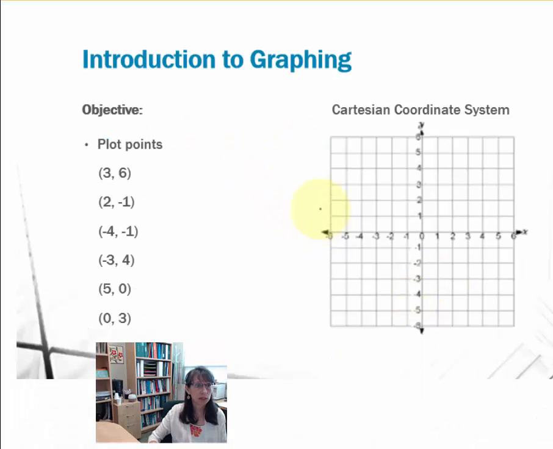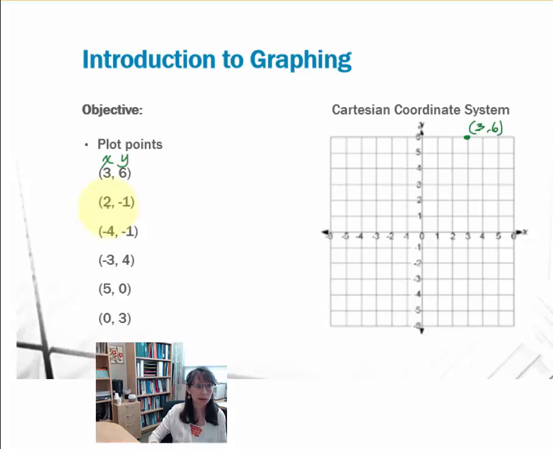Now we have an opportunity to practice plotting some ordered pairs. Notice the x-axis is already labeled and the y-axis. So if we are given the first ordered pair of 3, 6, that means we're looking for x value of 3 and y value of 6. So we begin at the origin, that's 0, 0. Move 3 units positive for x and then 6 units positive for y. There's our dot, 3, 6.